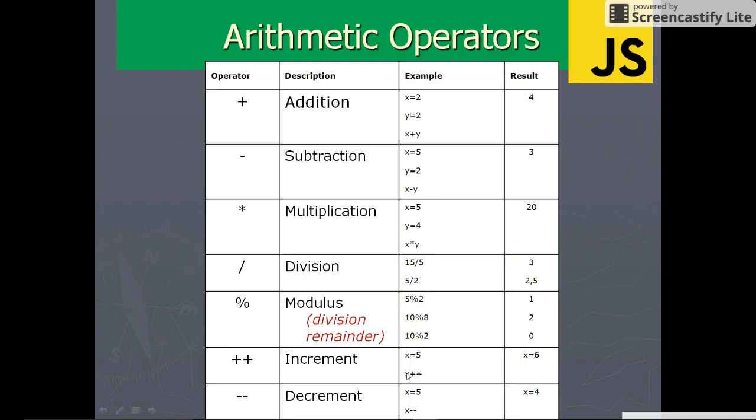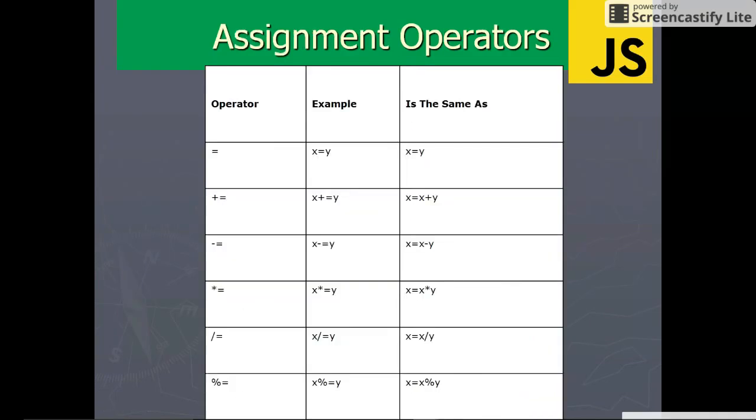Increment just simply adds 1 to the value. So if x equals 5, then x plus plus will be 6. Similarly, decrement is opposite to increment. Then come assignment operators. Assignment is passing the value. x equals y means the right side value is assigned to the left side. If x equals nothing and y equals 4, then x is also equal to 4. We are assigning value 4 to x. Plus equals means x equals x plus y. This is short notation. Similarly, the rest of the others.